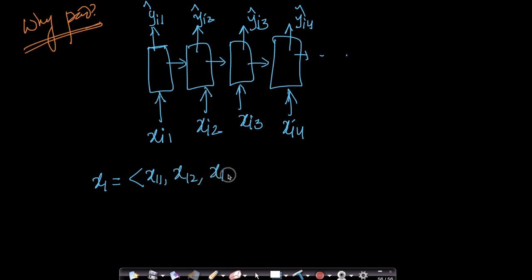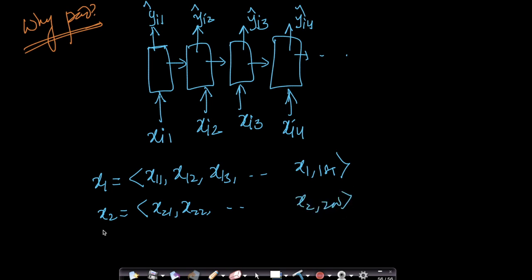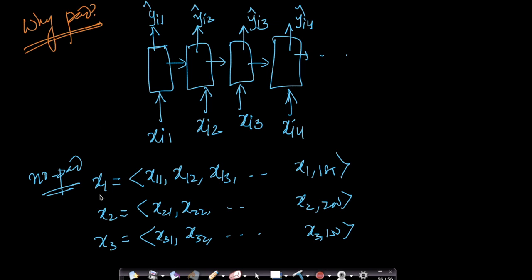x1 is x11, x12, x13, and so on, up to x1 189. Then I have x2 equals x21, x22, and so on, up to x2 200. Then I have x3 equals x31, x32, and so on, up to x3 150. So there is no padding now.